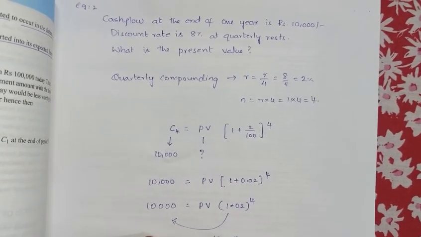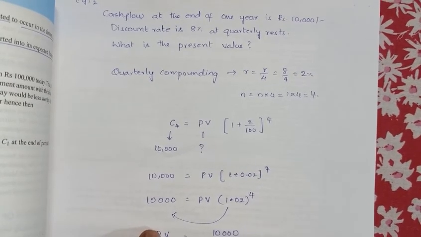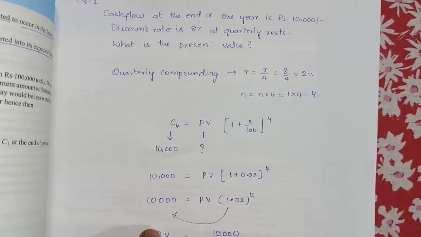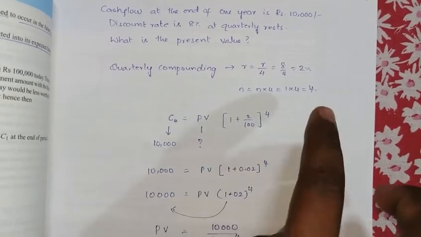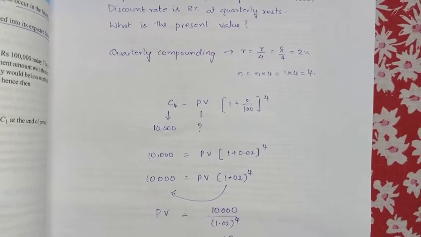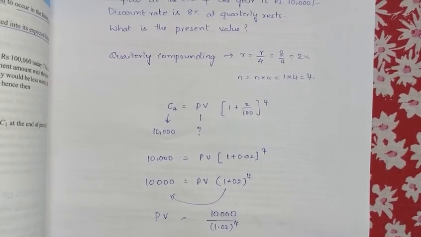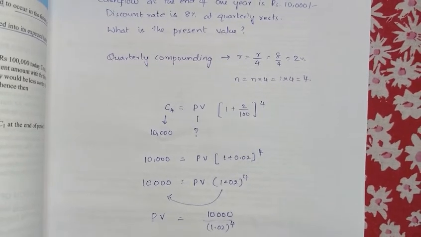Here also it is mentioned that interest is compounded quarterly. So R is equal to R by 4, n equal to n into 4. So R is 2 here. And now as per our formula, C4 equal to PV into (1 plus 2 by 100) whole power 4, because I am using 4 since n is 4.